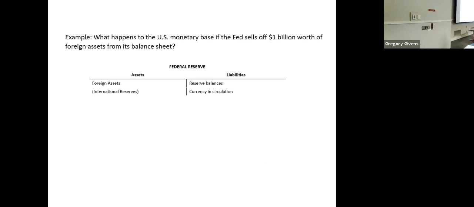Real quickly here, what if we did the opposite example? What would happen to the US monetary base if the Fed sold $1 billion worth of foreign assets off of its balance sheet? So it has a bunch of foreign currency and wants to get rid of it. It finds another central bank or a financial institution to sell it to. Its holdings of international reserves will fall by $1 billion. And how does the Fed accept payment for such a sale? By drawing down the reserve account that financial institution or counterparty has with the Fed. Reserve balances fall by $1 billion, therefore the monetary base falls by $1 billion.